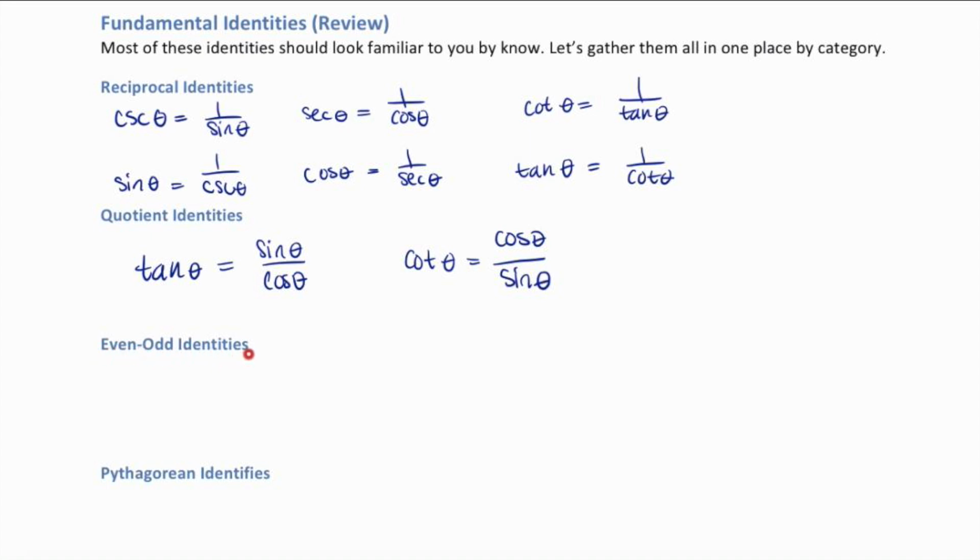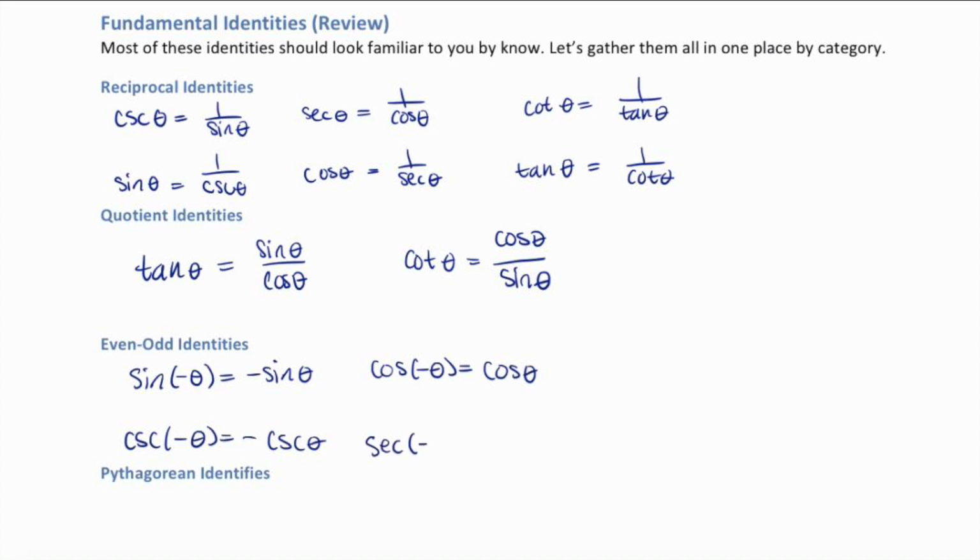Next, we have our even-odd identities. So the sine function is odd because sine of negative theta is equal to negative sine of theta. This tells me that its reciprocal function, which is cosecant of negative theta, is also odd. Cosine of theta is even, so this will just be cosine of theta. So secant of negative theta must also be even.